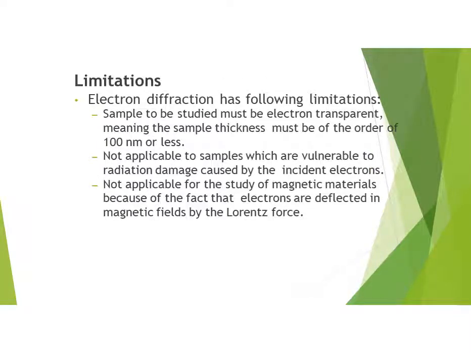Let us have an account of the limitations of the electron diffraction technique. The electron diffraction has the following limitations. The sample to be studied must be electron transparent, meaning the sample thickness must be of the order of 100 nanometers or less. This technique is not applicable to samples which are vulnerable to radiation damage caused by the incident electrons. It is also not applicable to the study of magnetic materials because electrons are deflected in magnetic fields by the Lorentz force.